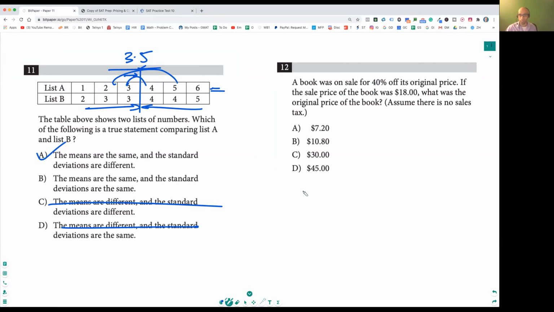And here the formula is just new is equal to old times 1 plus the percent.